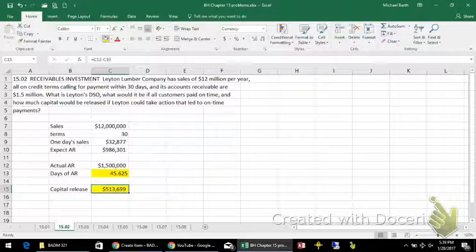So your shareholders expect to be paid, and the bank expects to be paid, and any of the other lenders expect to be paid. So if you can reduce the amount you need to borrow by $500,000, that's gonna save you money every year.